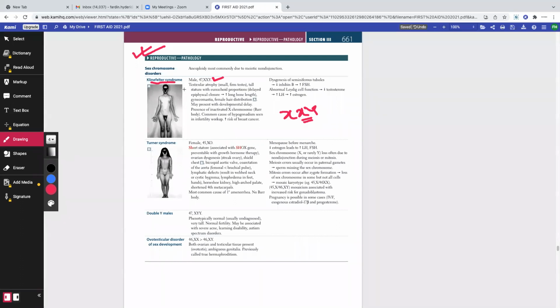What happens is that these patients develop female-like characteristics based on the presence of this extra X chromosome. So they have a certain number of features. As you can see in this male, we call this male a male with Klinefelter syndrome.